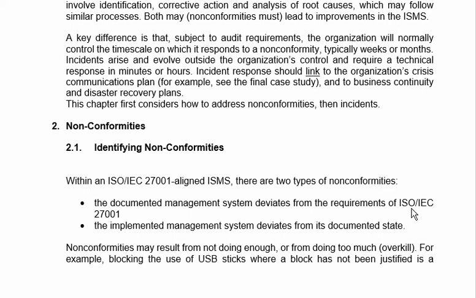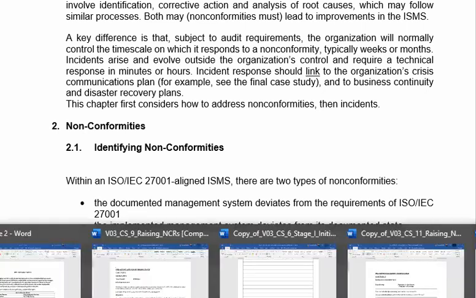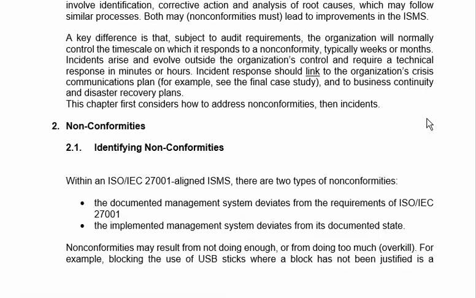If you have written certain things within your policy and process documents, they should also be implemented on the ground. Non-conformities may result from not doing enough or from doing too much. For example, why am I saying this? For example, you have blocked the USB stick where the block has not been justified.